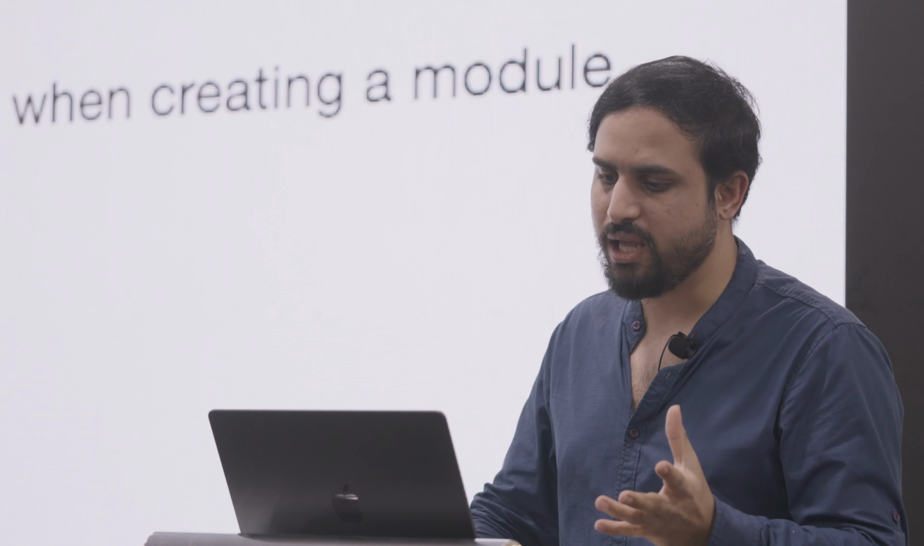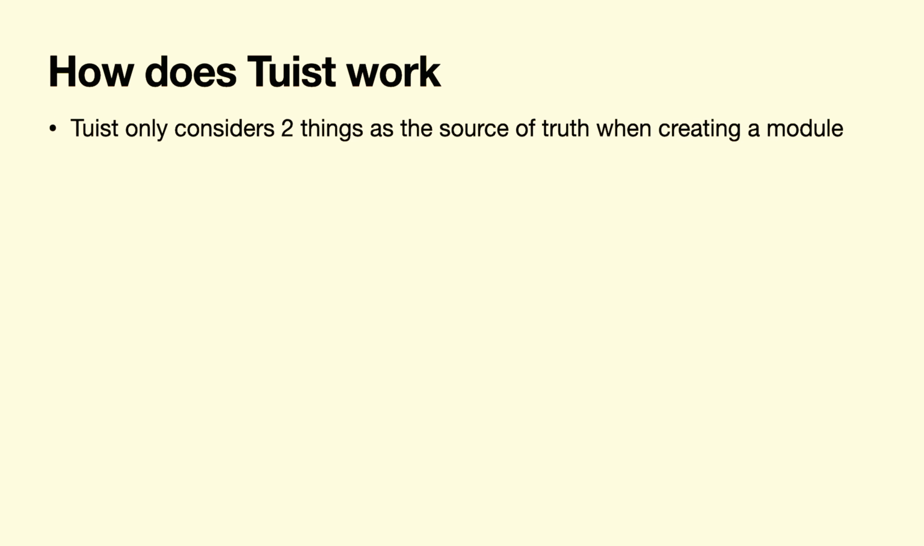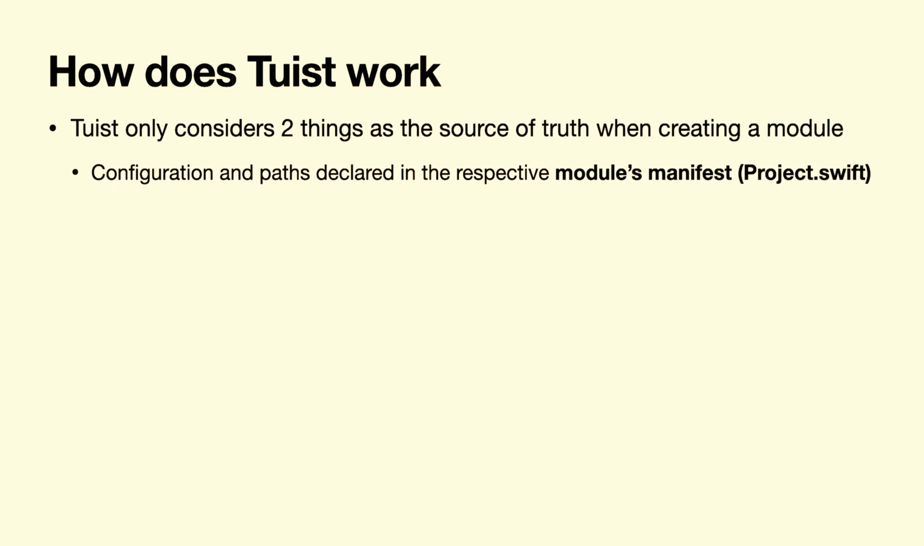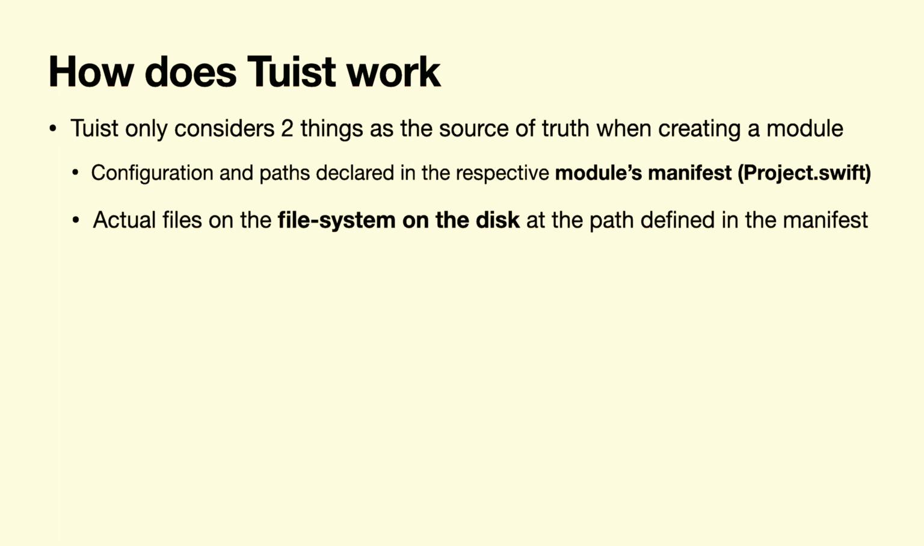And how does Tuist work? Basically, it only considers two things as the source of truth when creating a module. The first one is the configuration and the paths that are declared in the respective module's manifest file, which is a project.swift file. And then the actual files on the file system on the disk, which are defined at the path inside the manifest above.